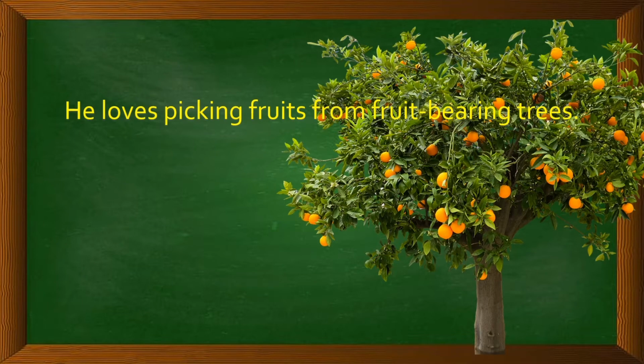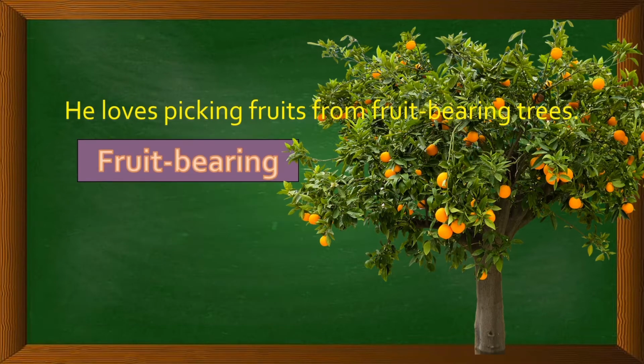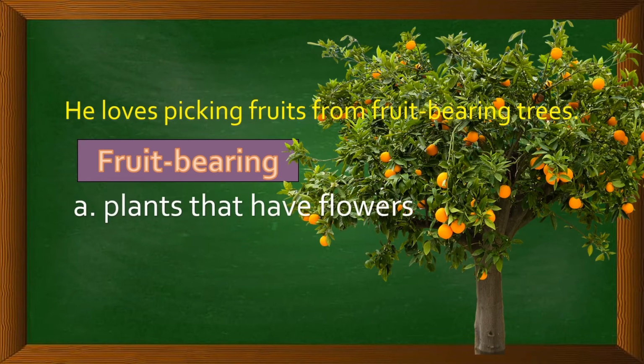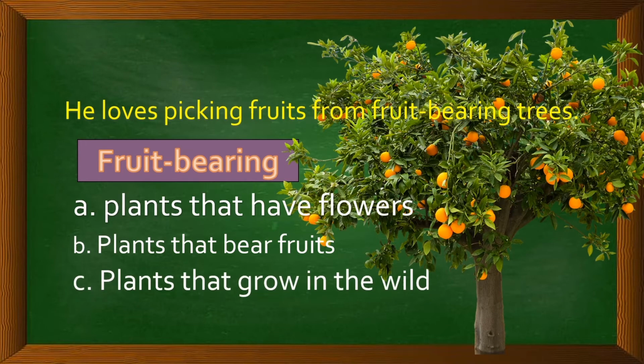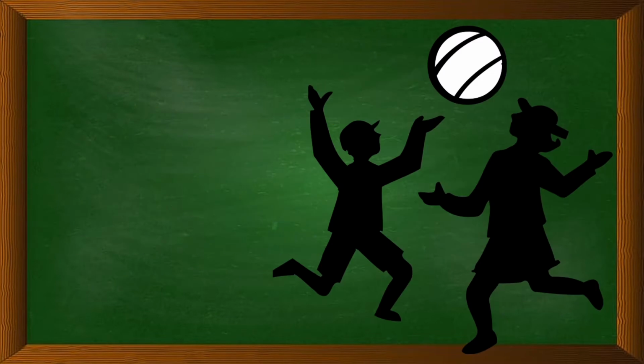Number 4. He loves picking fruits from fruit-bearing trees. The word is fruit-bearing. Letter A. Plants that have flowers. B. Plants that bear fruits. C. Plants that grow in the wild. The correct answer is plants that bear fruits.